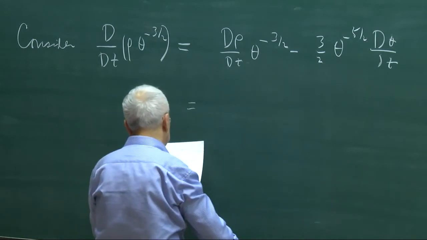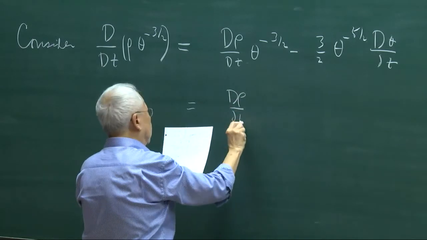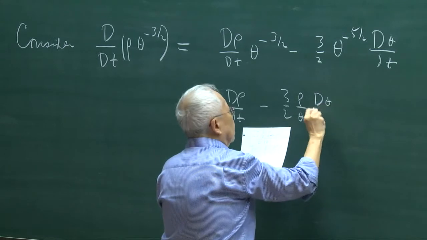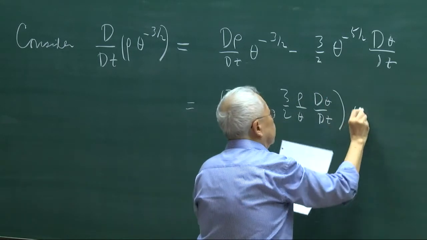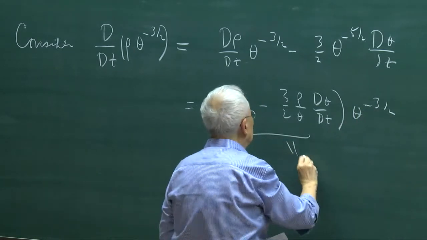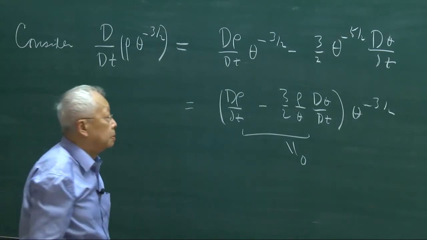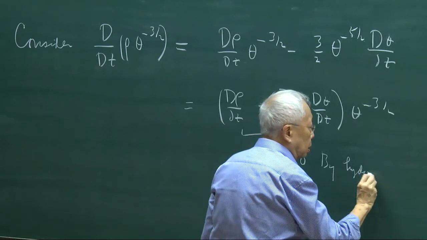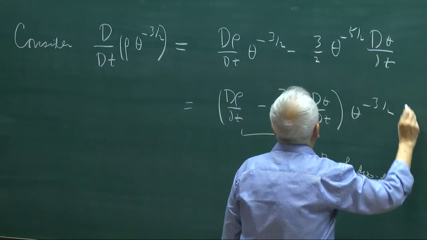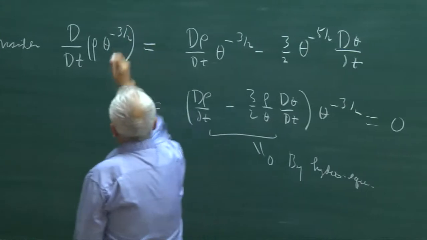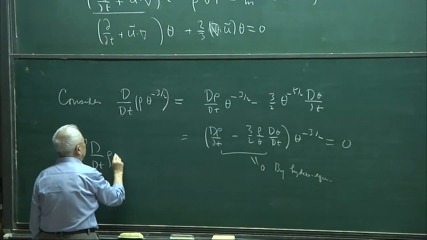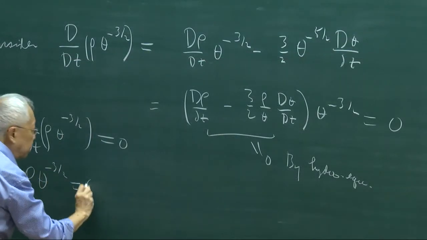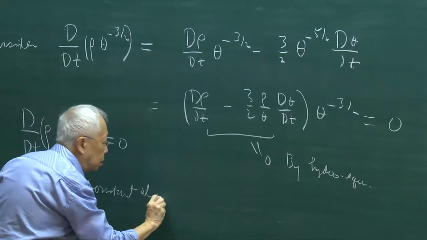this is the d rho dt. Let me factor the theta to the minus 3/2: minus 3/2 rho over theta d theta dt, times theta to the minus 3/2. But this combination, I can see, is equal to 0 by the hydrodynamic equation. So this is equal to 0. And then that equation is equivalent to d/dt of rho theta to the minus 3/2 is equal to 0. And this says that the quantity rho theta to the minus 3/2 is equal to constant along a streamline.